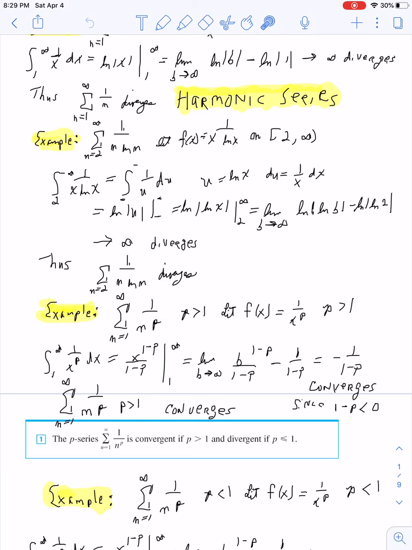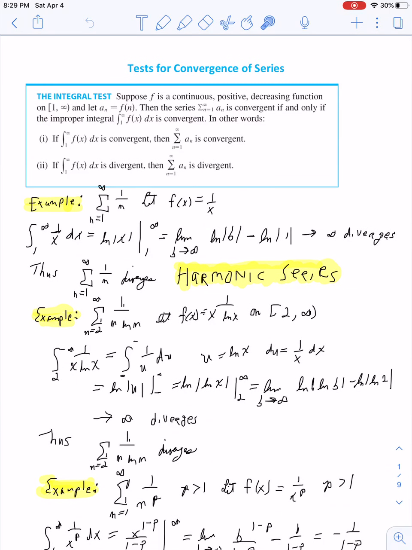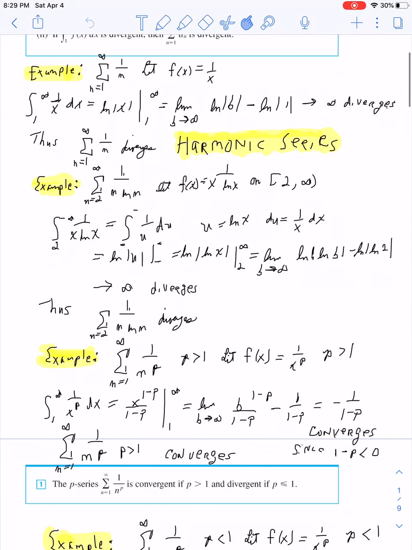All right, so now let's look at these other ones where p is greater than 1. Well, I'm going to look at f of x equals 1 over x to the p again. Exactly this function, except where I see an n, I stick in an x. And right now, I'm going to assume p is greater than 1. What is that? Well, the important thing is that that is a continuous positive decreasing function on, but in this case, it's 2 to infinity. So that means that I can use the integral test.